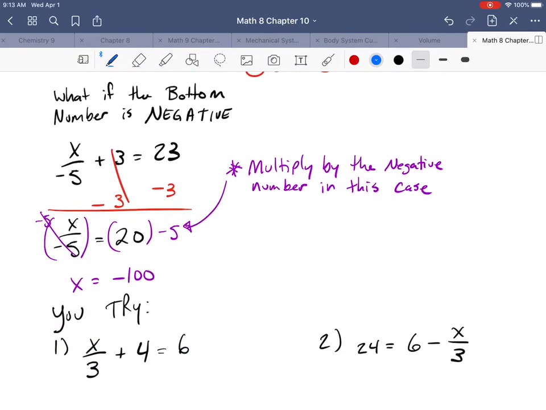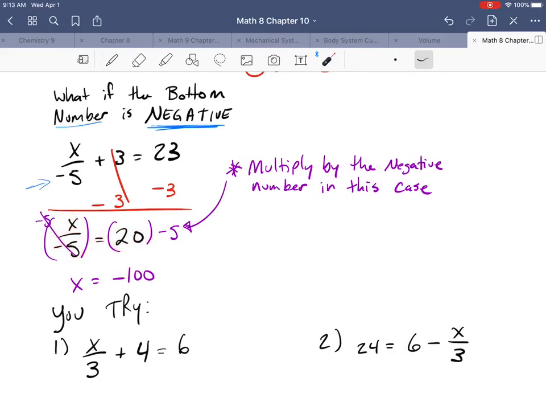But here's a question. What if the bottom number is negative? And so you'll see here that we got a negative 5 on the bottom. x divided by negative 5 plus 3 equals 23. All right, so same exact steps. We need to start by finding our plus or minus, which is plus 3. So we're going to minus 3 from this side, bam it out, minus 3 from this side. 23 minus 3 is 20 right there. So you get x over negative 5 equals 20.